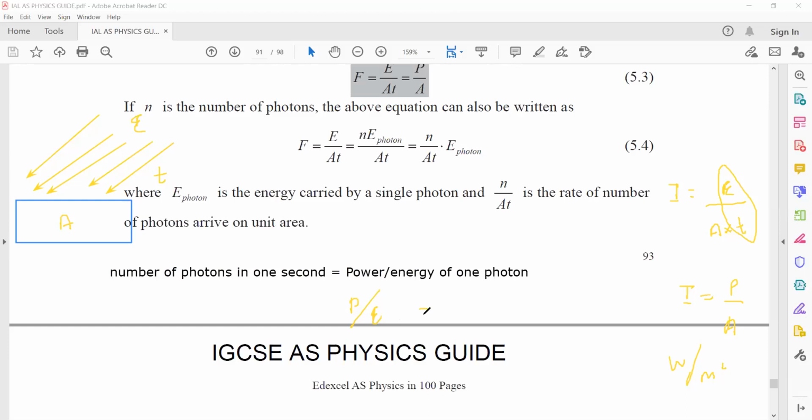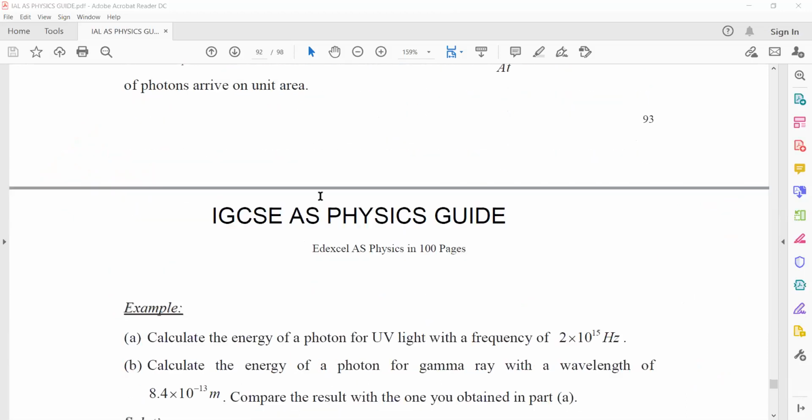How to find E? E is equal to HF. So power divided by HF. That will give you the number of photons which will come in 1 second. How can you use this formula?